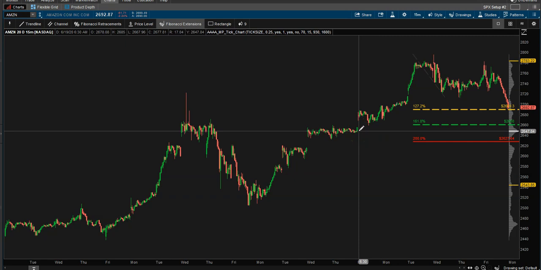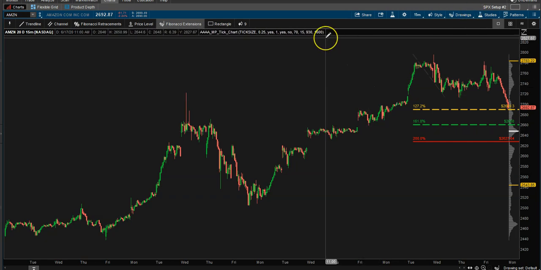So again, multiple things. When you start to use these all in confluence with each other, you see a lot of levels really lining up everywhere. It can become a very powerful tool for day trading.